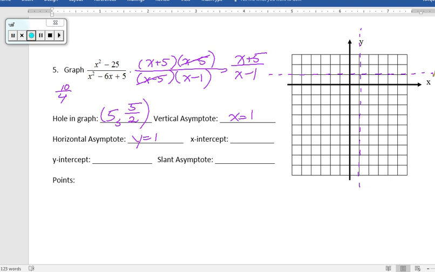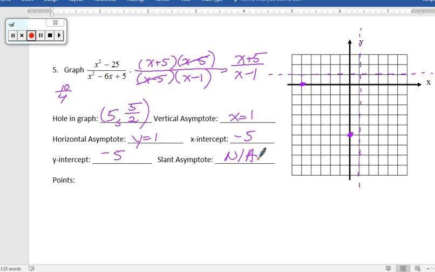The x-intercept comes from solving that numerator, setting it equal to 0. So we're going to have an x-intercept at negative 5. So that will happen right there. The y-intercept happens when we put in 0 for x and for y. So we're going to get one at negative 5. So there's our y-intercept. Since we have a horizontal asymptote, you cannot have a slant asymptote. And again, we said we would introduce those in next week.